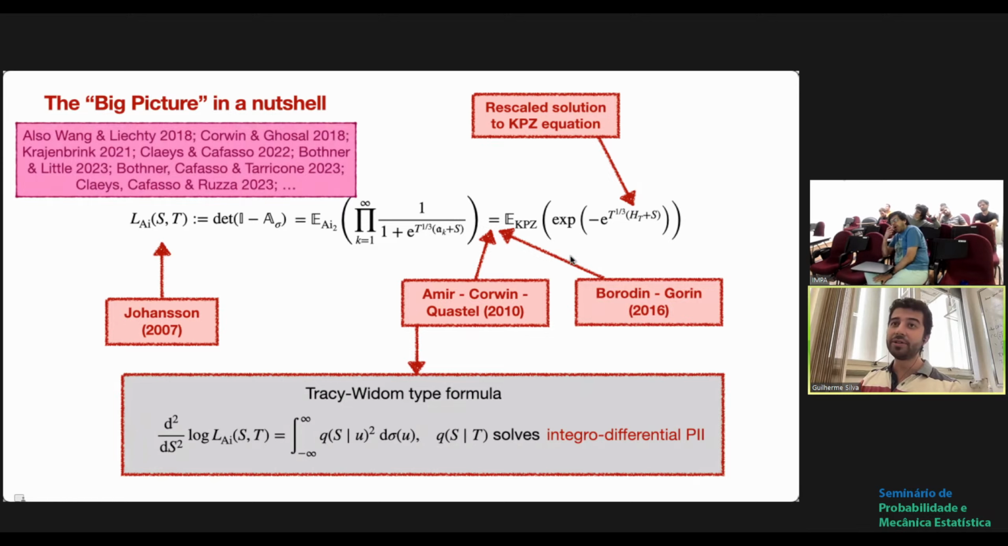And why? Just because you can translate your question, the KPZ world, to a question concerning statistics of point processes. And because you have exact solvability for point processes, you have lots of tools to explore, tools that are also inspired or learned from random matrix theory, right? So this identity is quite interesting, so to speak, and quite powerful.